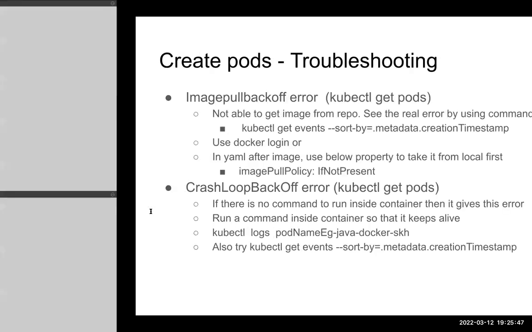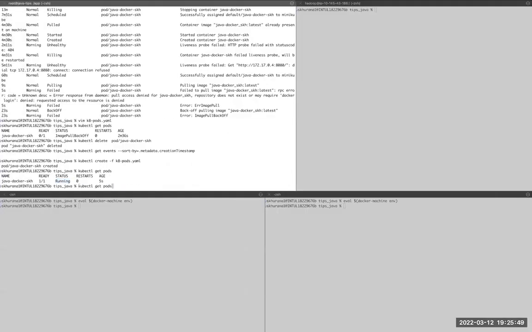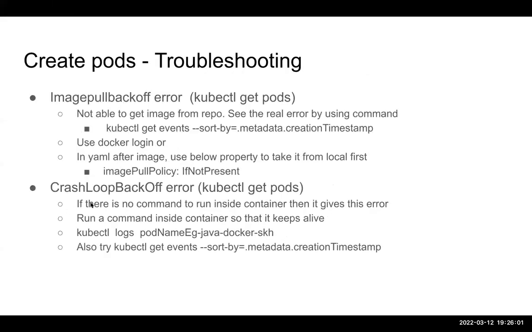So in our case, it's not dying down. Why is it not dying down? Because if you see our pod, we are telling it, this is a command you need to run. So when the container starts, it has some command to run, so it will not die down. But if I remove this command, then it will die down and it will give the CrashLoopBackOff error. So the reason is, if there's no command to run inside the container, then it gives this error after it has started up. So the solution: run a command inside the container so that it keeps alive.